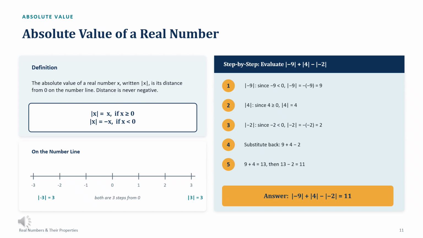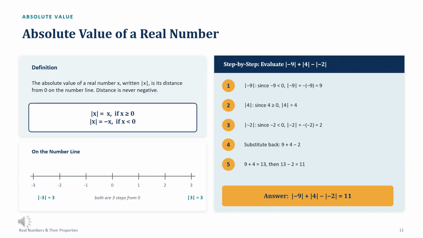The absolute value of a real number x, written between two vertical bars, is its distance from 0 on the number line, and distance is never negative. If x is greater than or equal to 0, the absolute value is just x. If x is less than 0, the absolute value is negative x, which flips it positive. For example, the absolute value of -3 is 3, and the absolute value of +3 is also 3. Both are exactly 3 steps from 0.